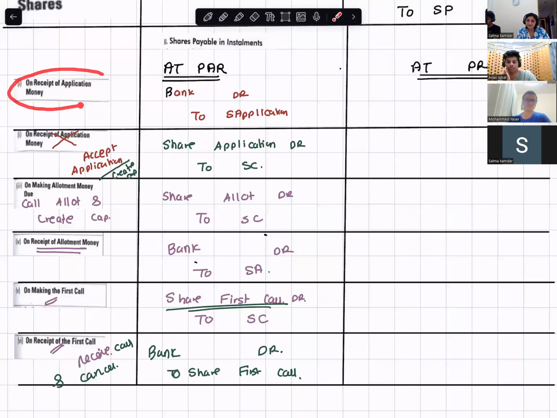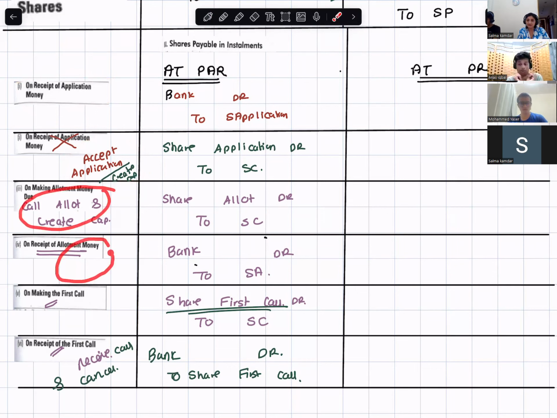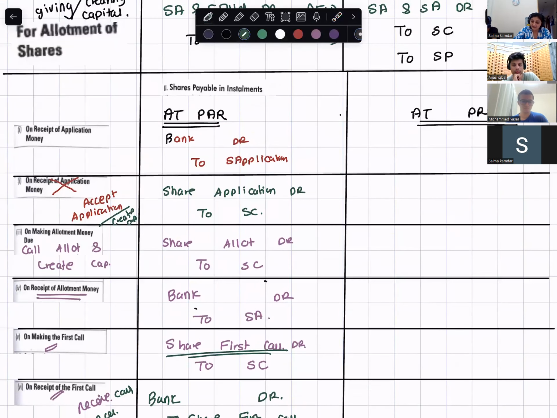First, you will receive the application. Then you will accept the application. Then you will call for allotment, receive the allotment. Call the first call, receive the first call. Okay. So whenever you call the money, I am repeating this statement again. This is the Bible statement: whenever I call, I create capital. And whenever I create capital, that means the share capital is credit.